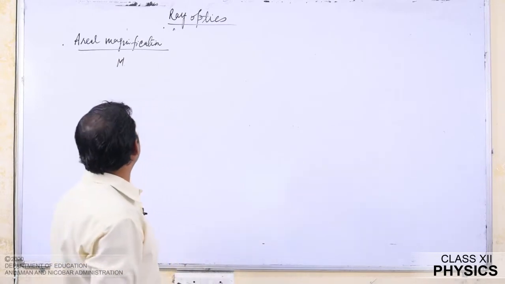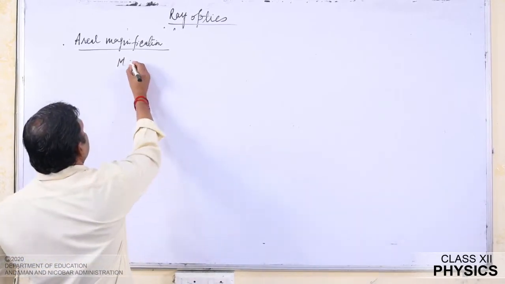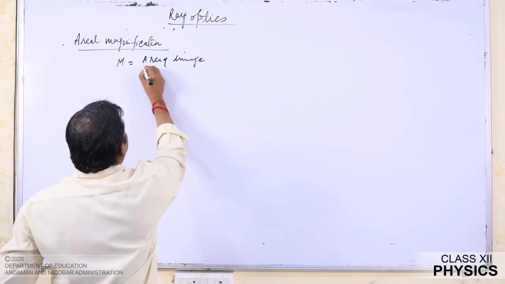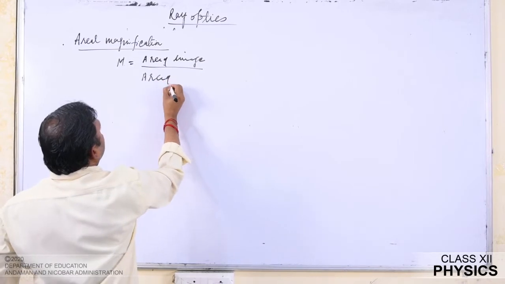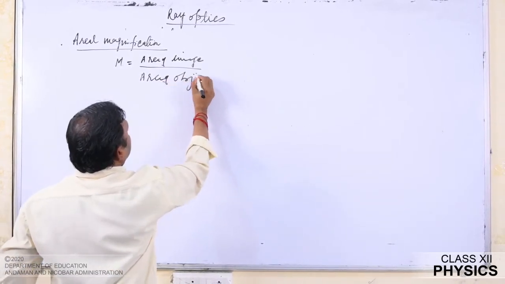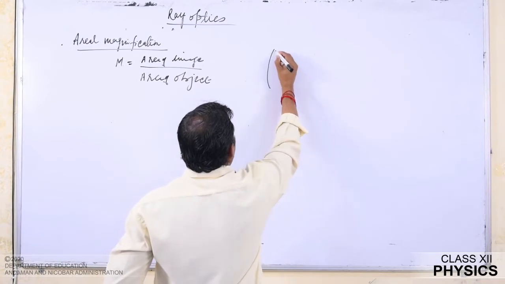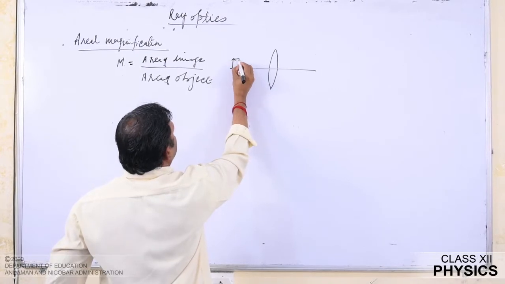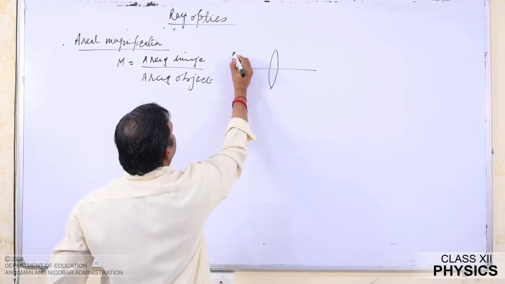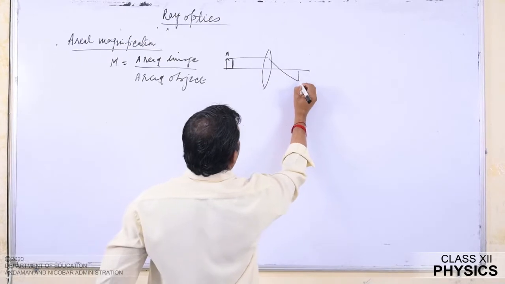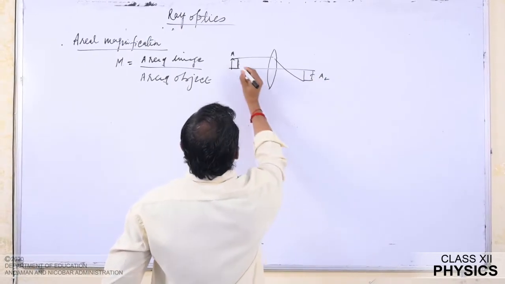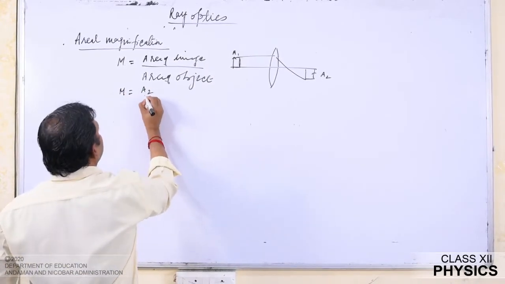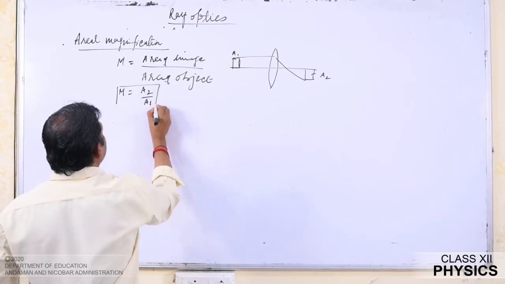Next we will see the aerial magnification. Aerial magnification is given by m is equal to area of image divided by area of object. Say for example, if we have any convex lens or concave lens, let us say here an object is there, let us suppose that the area of this object is A1, and it forms an image whose area is A2, then the aerial magnification is given by M is equal to A2 by A1. So, this is the formula for aerial magnification.